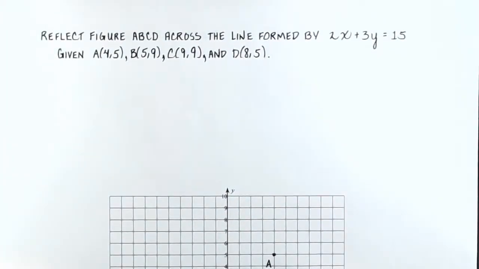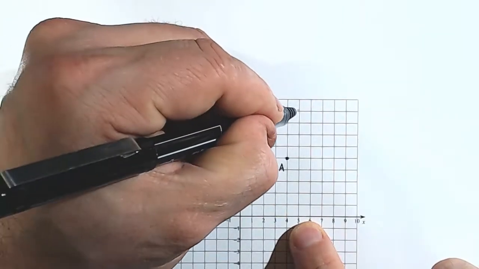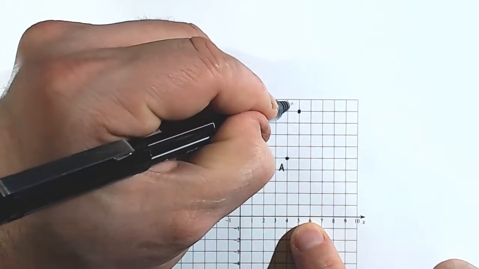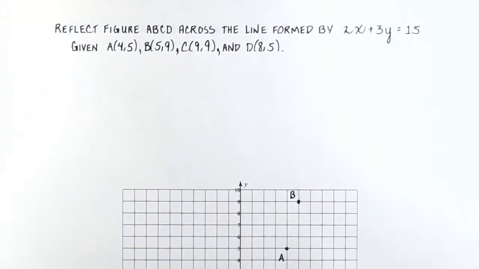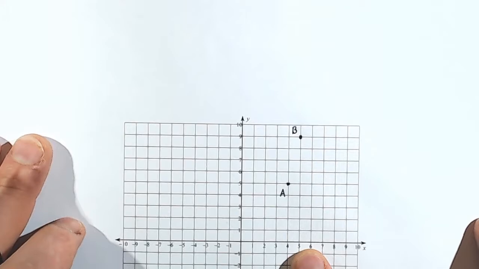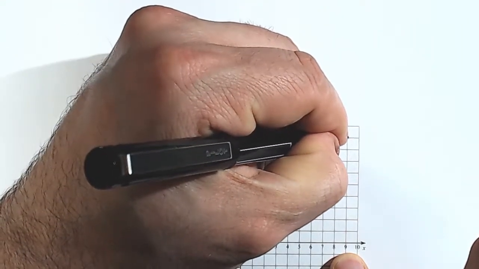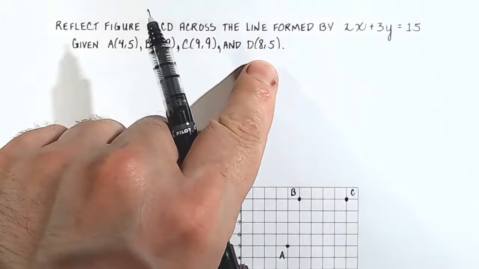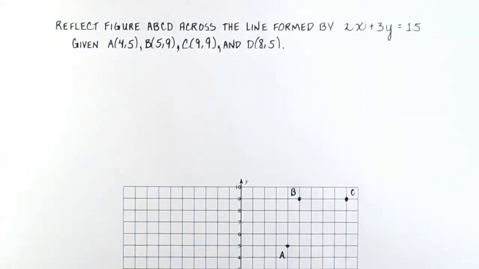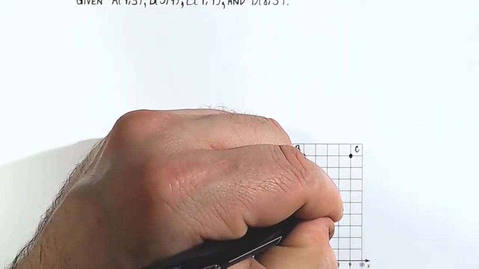Point B is at 5, 9, right here. That would be point B. Point C is at 9, 9, and that would be right here, point C. And finally, point D is at 8, 5. 8, 5, right here.